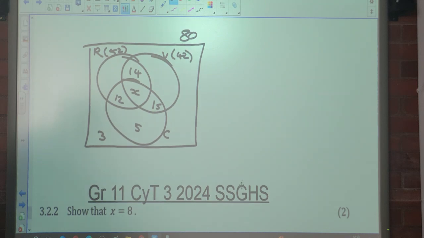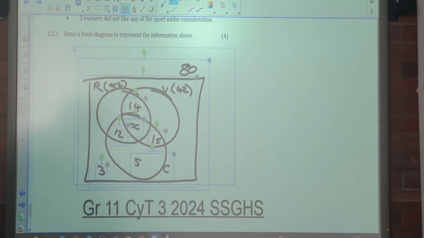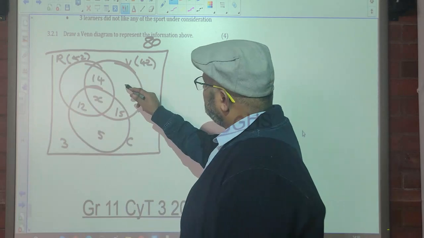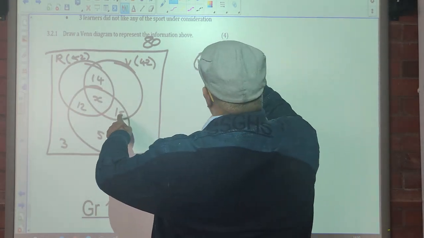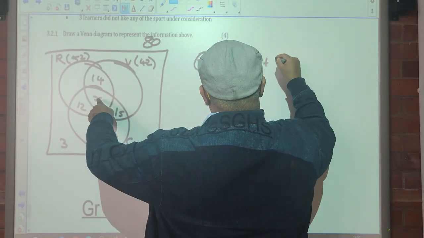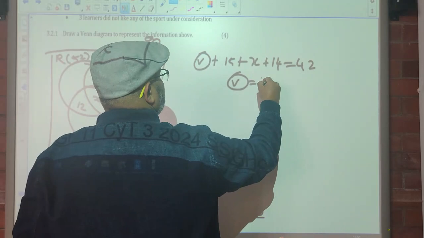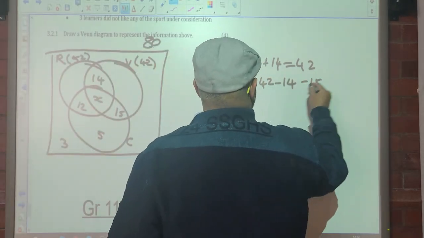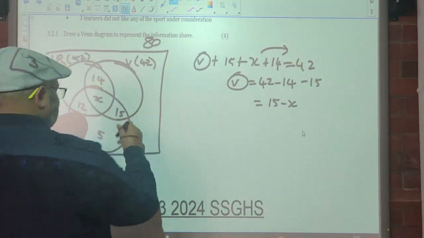So, for the missing values on the Venn diagram, let's fill this in. We know that volleyball only, plus 15 plus x plus 14, is equal to 42. Volleyball only will be 42 minus 14, which is 28, minus 15 is 13 minus x. Okay?